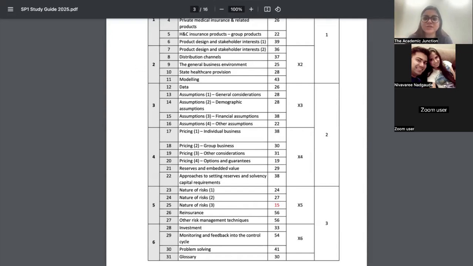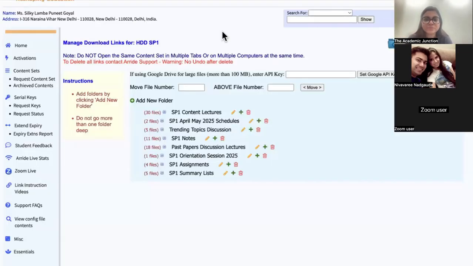So if we discuss the count of lectures, basically we can see that we have 30 lectures for SP1 content only. So 30 lectures are there for the content portion, and as of now, 18 lectures are there for the past papers portion, and the orientation lecture is separate.